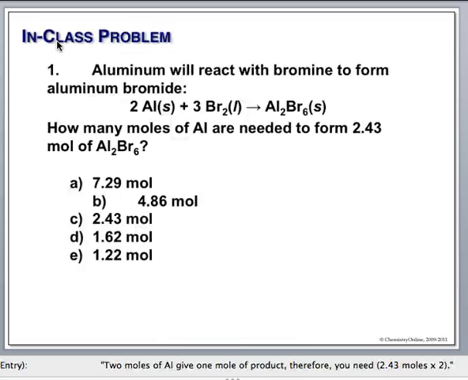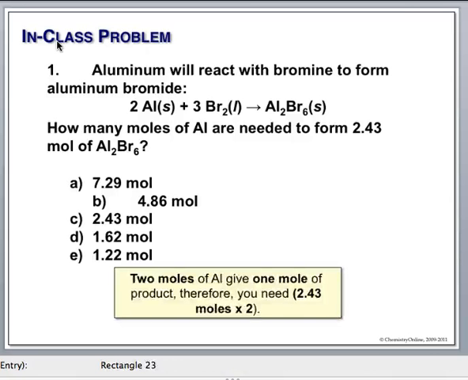How much aluminum do we need? So the given is 2.43. Simple stoichiometry. 2 moles of aluminum gives 1 mole of aluminum bromide. So how many moles of aluminum do we need to get 2.43? Twice as much, 4.86, again, 2 moles for every mole of this. If we're making 2.43, we simply need to double that.